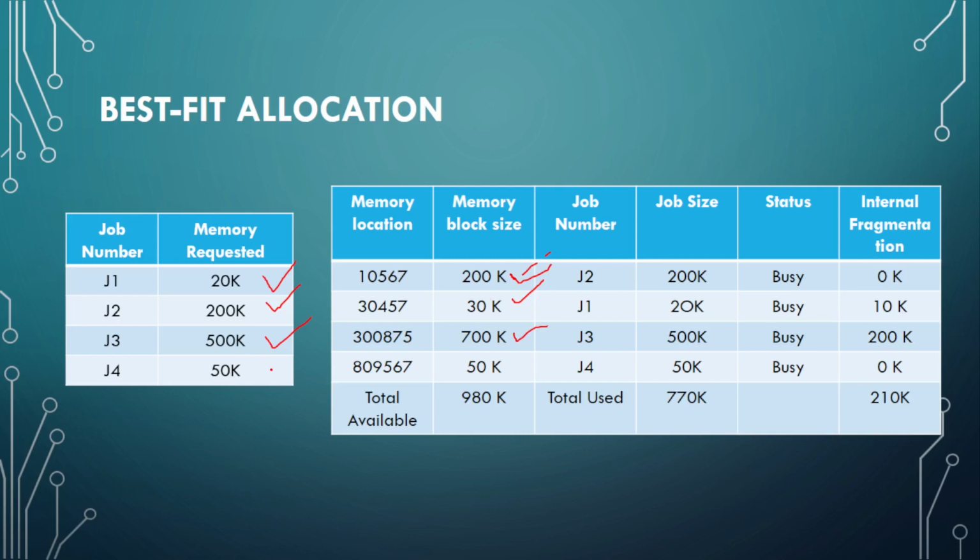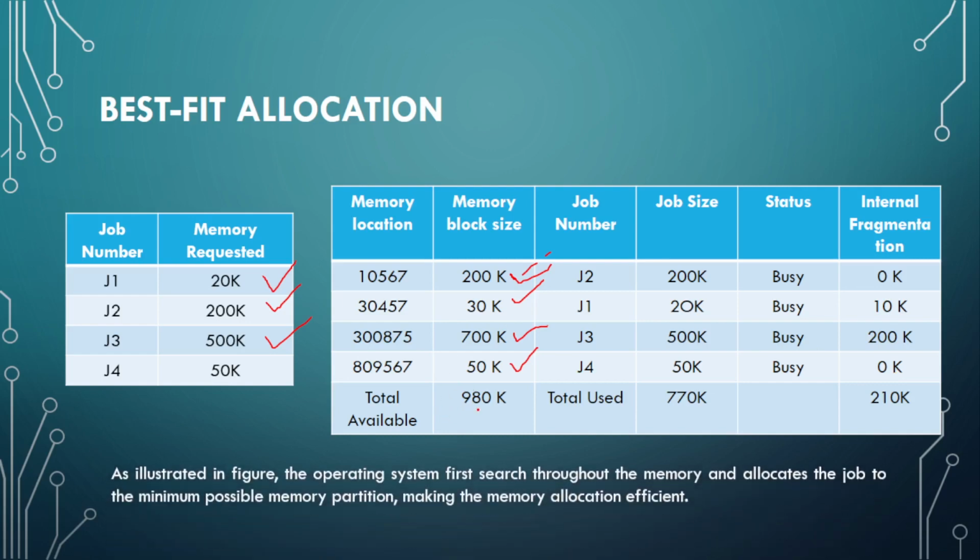of internal fragmentation. And then a 50 KB size is needed for job 4, which is allocated to an exact 50 kilobyte memory block, which leads to 0 kilobytes of internal fragmentation. So in total, of the available 980 kilobytes, we used 770 kilobytes, with very little internal fragmentation of 210 kilobytes.